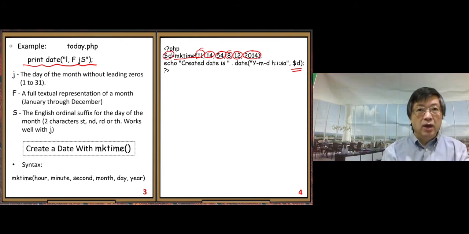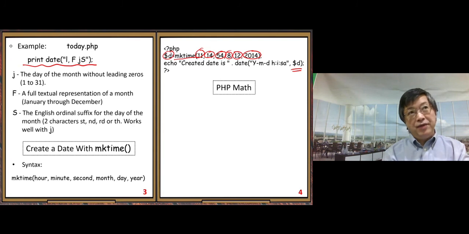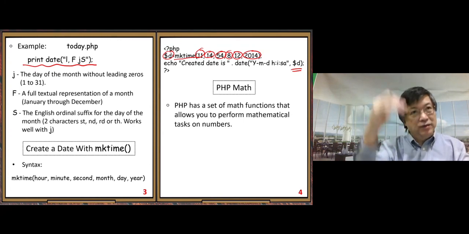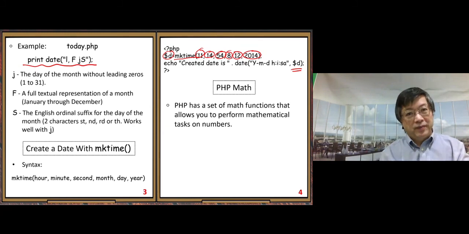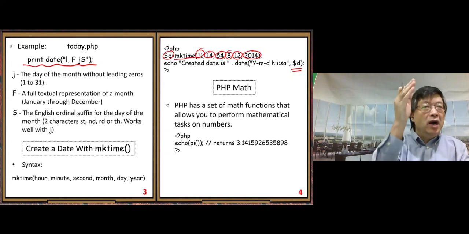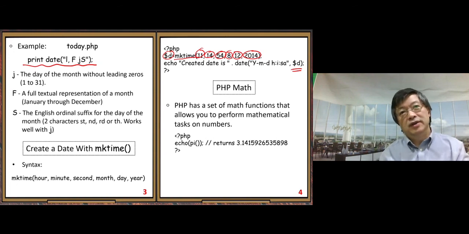The second topic, math. So we want to do basic math operations. PHP provides plenty of math functions. We just use them directly. So let's look at how to use them through a few simple examples. First one, we want to get a pi representation. To calculate the circle area, circumference, that kind of thing, we need to use the pi function. That's straightforward.